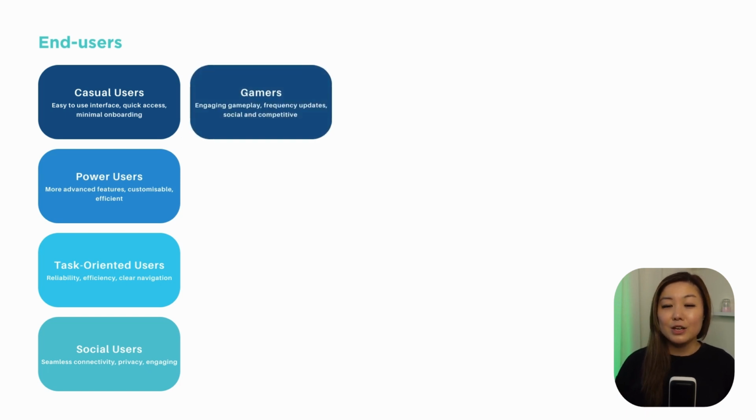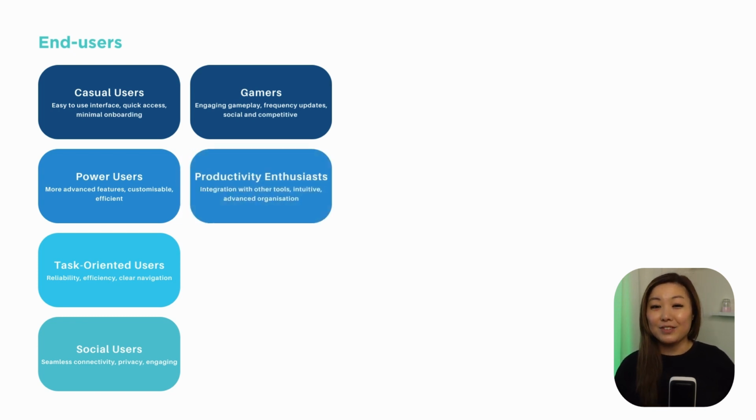We have gamers, who use apps for gaming, ranging from casual to hardcore gamers. Example: puzzle gamers, strategy gamers, or multiplayer. Their needs are engaging gameplay, frequent updates, social features, and competitive elements. We have productivity enthusiasts, who use apps to enhance productivity and manage their personal or professional lives, such as task management apps, calendars, or note-taking apps. They need integration with other tools, intuitive interfaces, and advanced organization features.